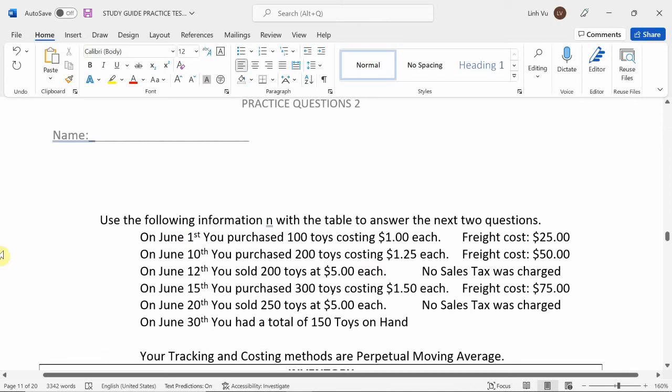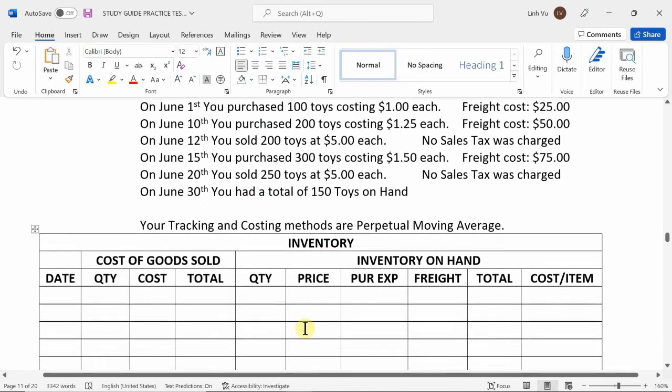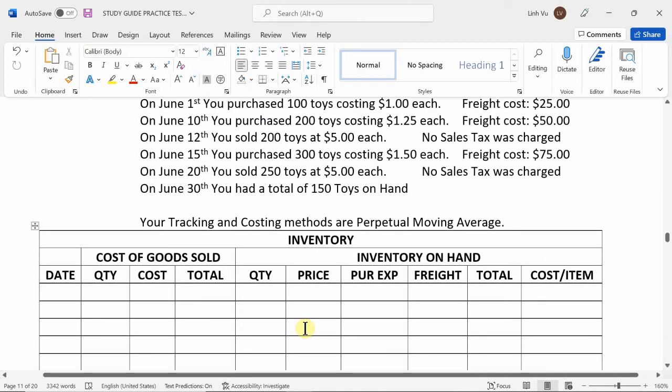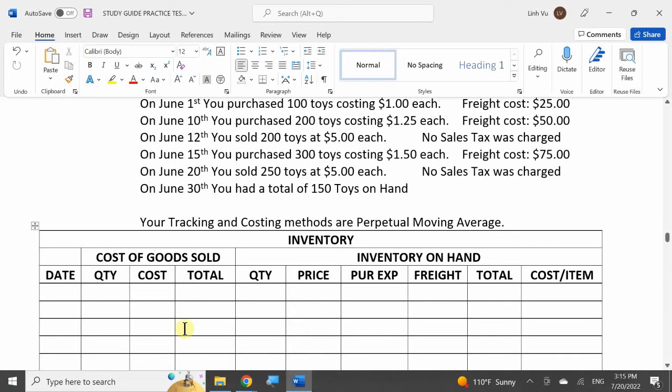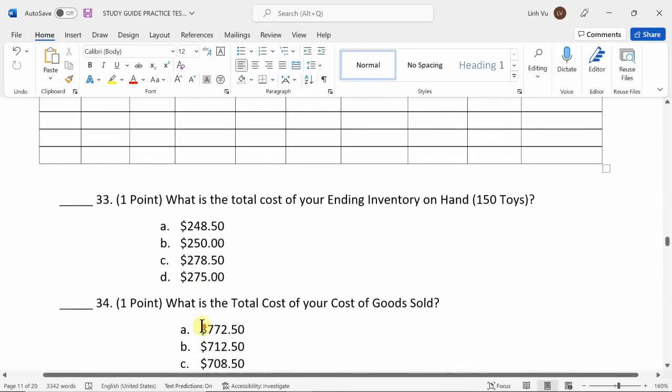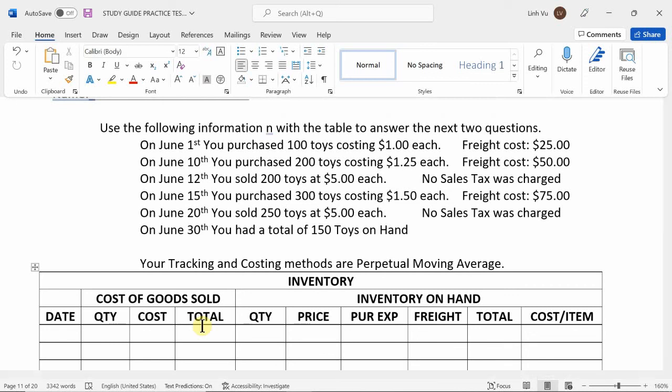Using the following information from the table to answer the next 2 questions. So again, same exact scenario, but here's the difference. You're not able to do the same thing that you did from the other ones, right? Because they all had the same ending at the end of the day. This one, you can't do that because the scenario changes every single time. So in this case, your tracking and costing method is going to be perpetual moving average. Okay? So this one is 100% different.